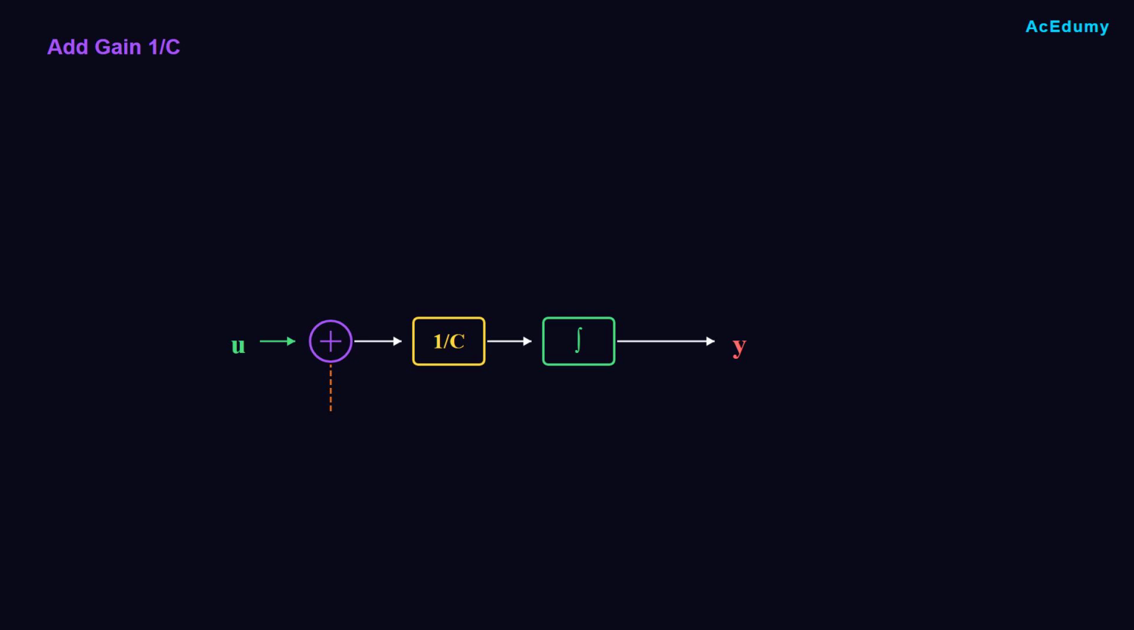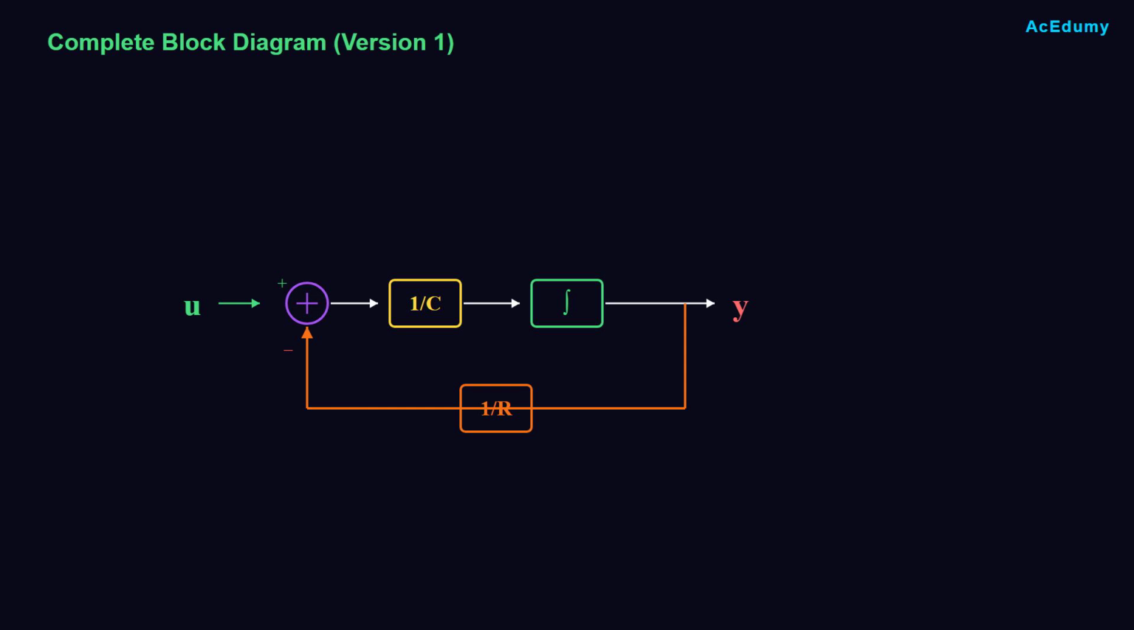Finally, we multiply by 1 over C. Add a gain block with 1 over C after the integrator. The output of this block is y. Connect it to the output arrow. Here's our complete block diagram. Input U goes to a summing junction, then through 1 over C, then through the integrator, and outputs as y. The feedback path takes y, multiplies by 1 over R, and returns to the summing junction with a minus sign.